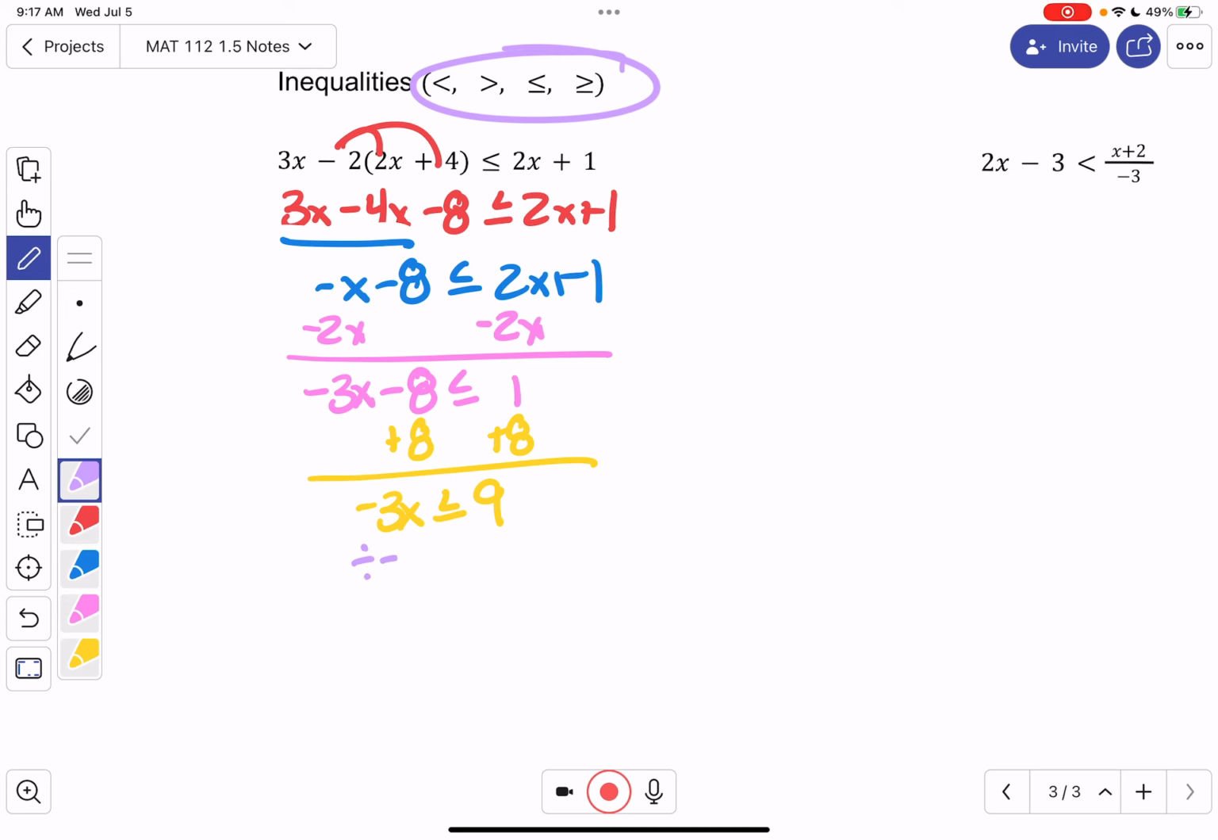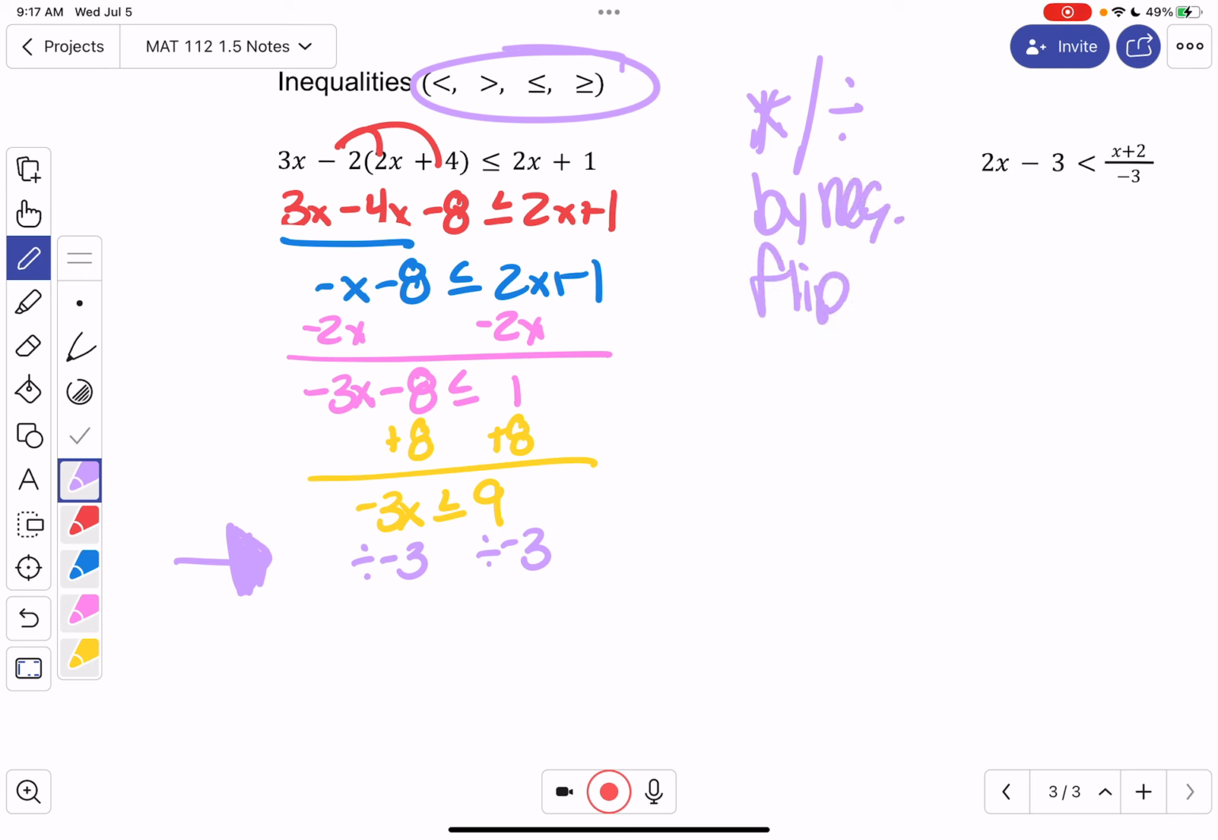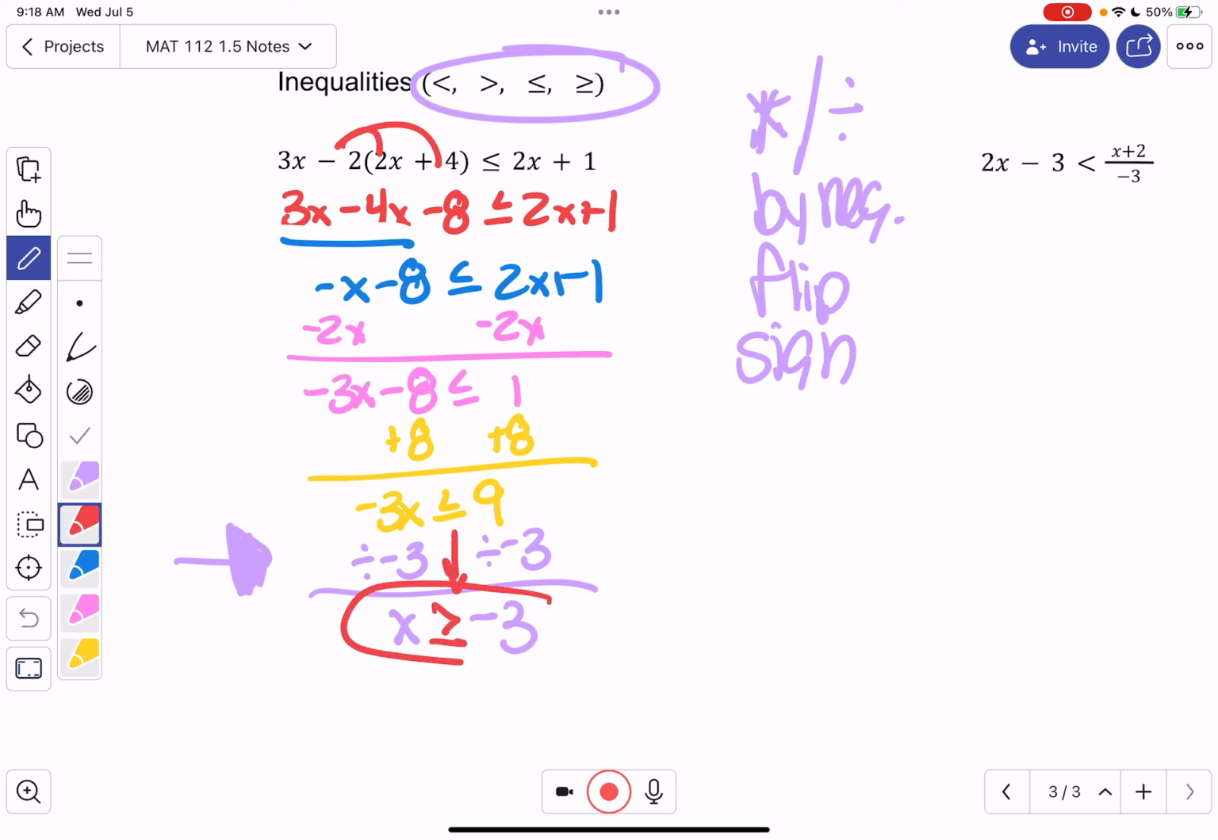We're going to divide by -3 to get the x alone. This is where there's the one tiny difference. If you multiply or divide by a negative, you flip your sign. So -3 divided by -3 is 1, and 9 divided by -3 is -3. This sign is going to flip. So we have x is greater than or equal to -3.